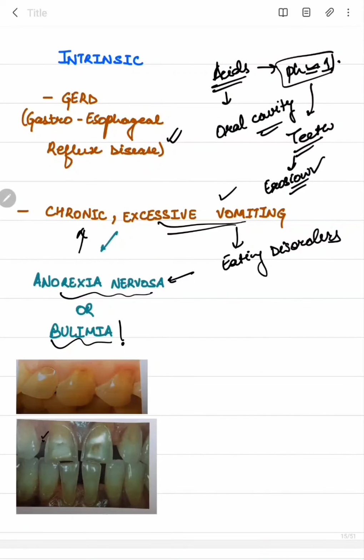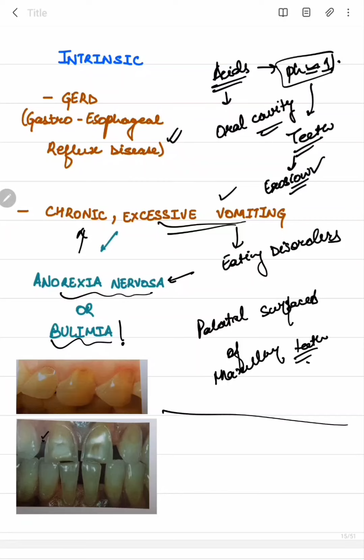So erosion that is caused by vomiting will cause palatal surfaces of maxillary teeth to be affected, right? But erosion that is caused by extrinsic factors such as carbonated drinks or acidic drinks will affect the labial aspect of the tooth structure, right?